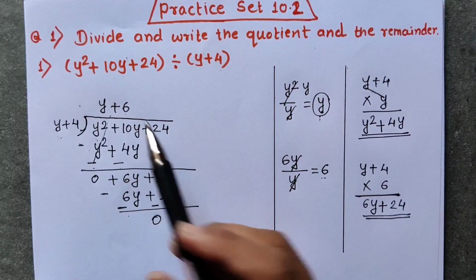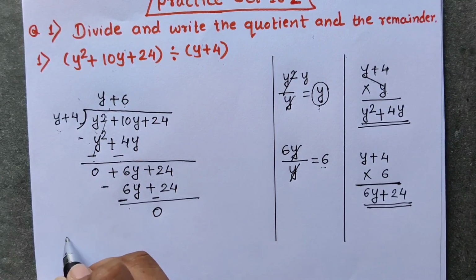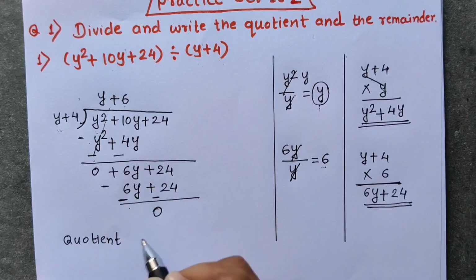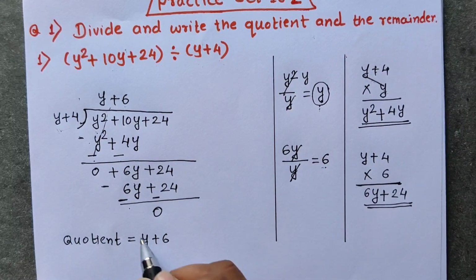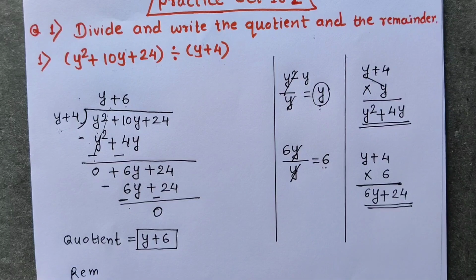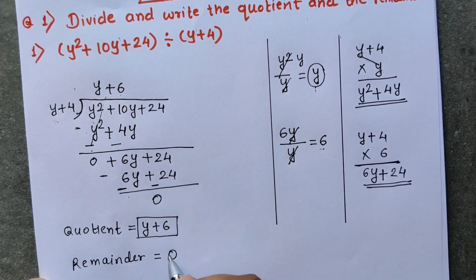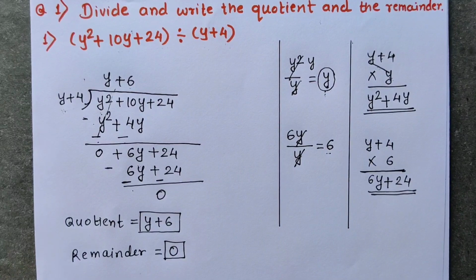Our quotient is y plus 6 and remainder is 0. So we can write here: quotient is equal to y plus 6 and remainder is equal to 0. In this way you can solve the sum.